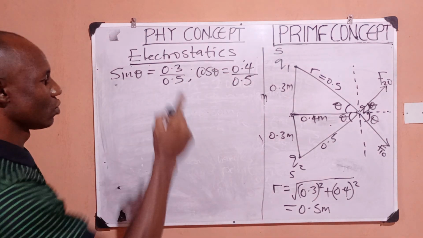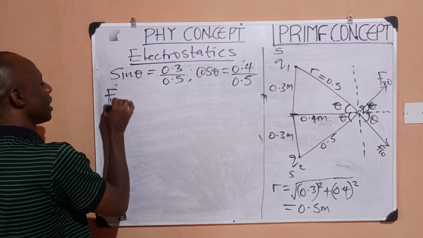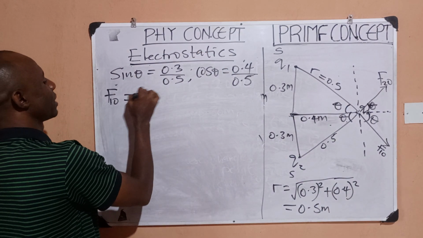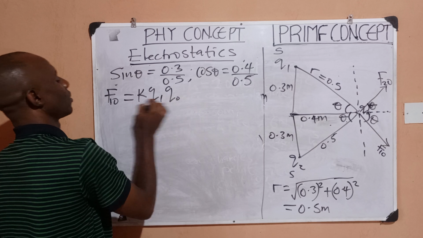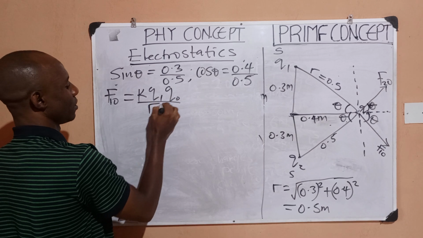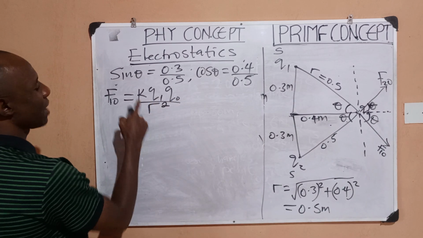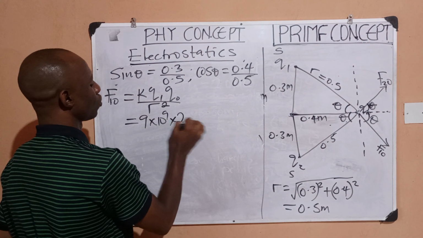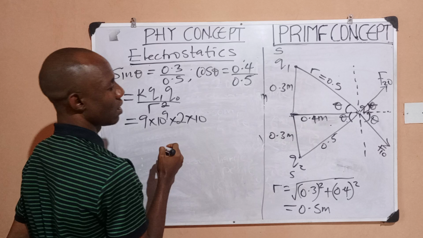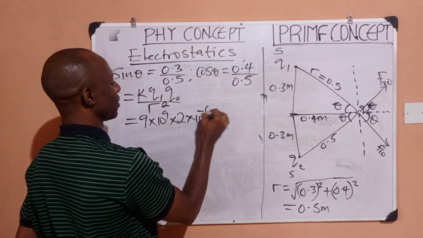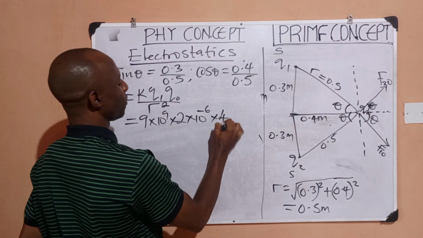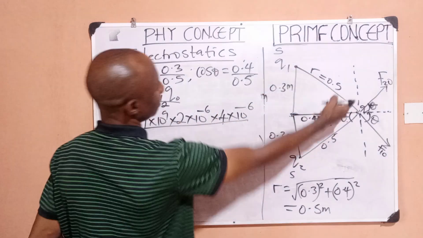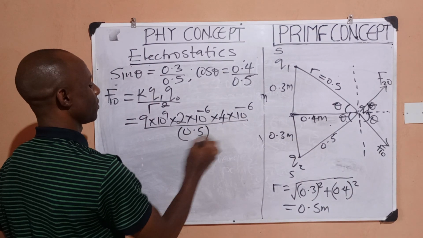The next thing I want to do is to find the force now, F10. F10 is simply going to be k Q1 Q0 divided by r squared. So I have k is 9 times 10 to the power 9. Q1 is 2 times 10 to the power minus 6. Then Q0 is 4 times 10 to the power minus 6. All divided by r, our distance, 0.5 squared.